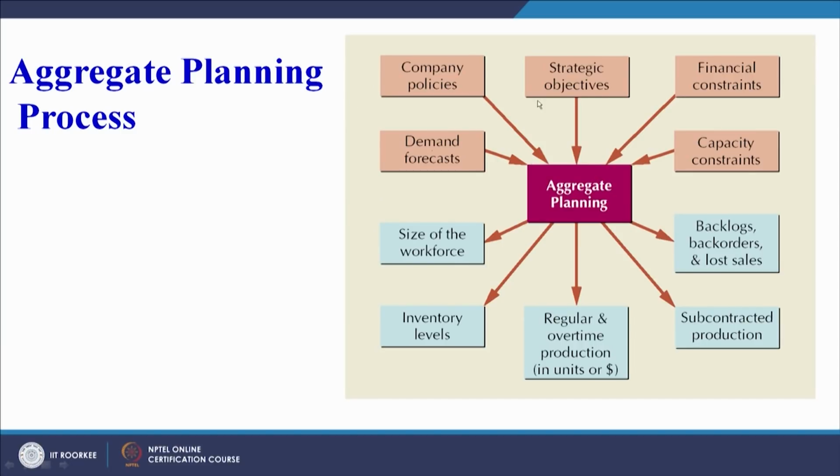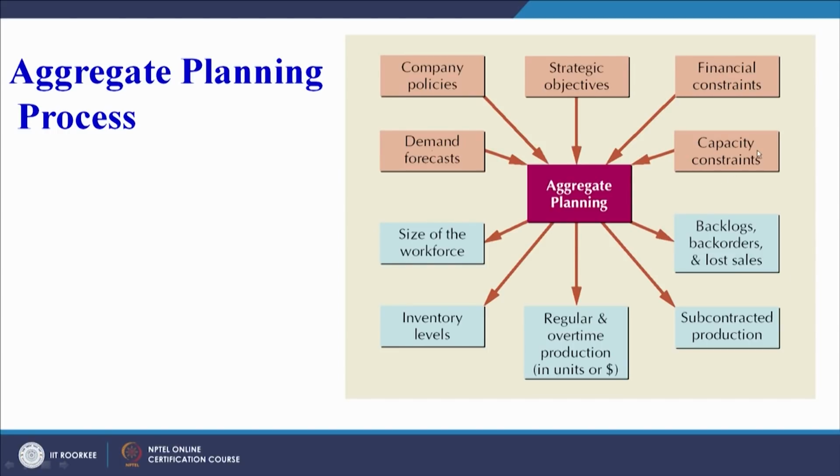Now company policies, strategic objectives, financial constraints, capacity constraints, demand forecast, all these are inputs that we require to make our aggregate production plan. One of the foremost is the demand forecast. We must know what is going to be the demand in the next year. If we want to make a forecast on our planning activity on a quarterly basis, we must know what the quarterly forecast for the next year is.